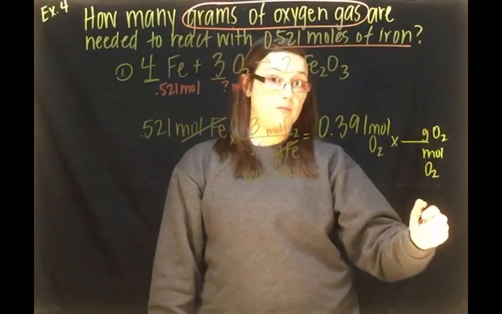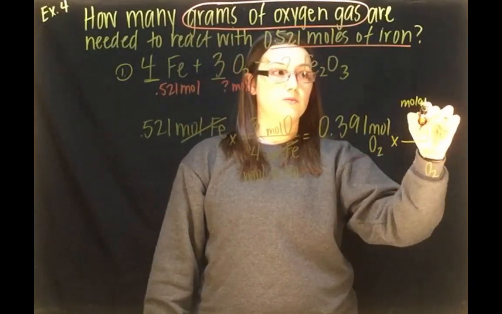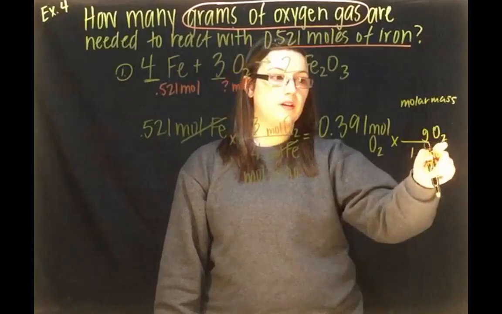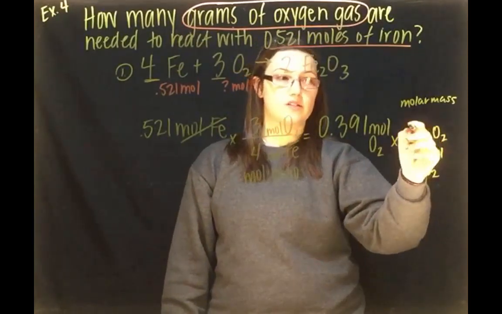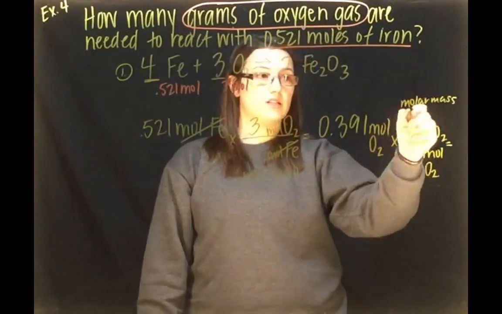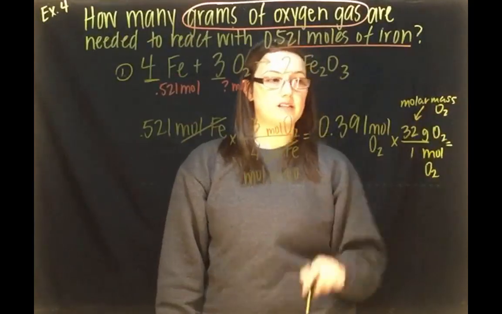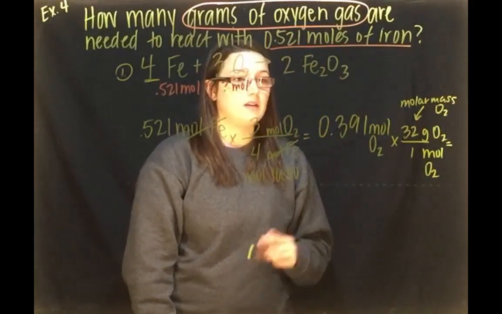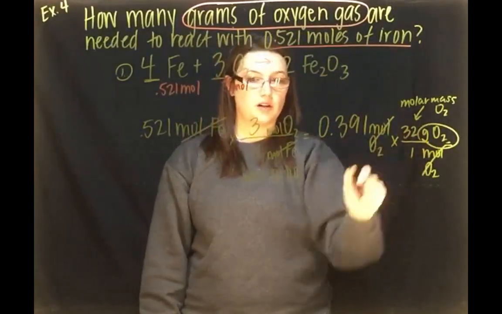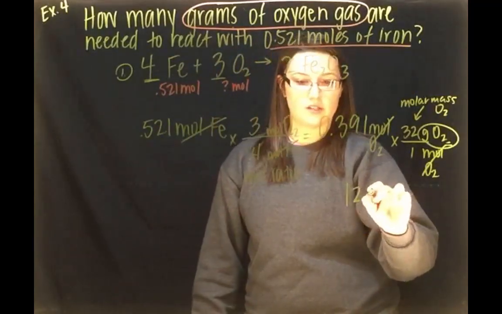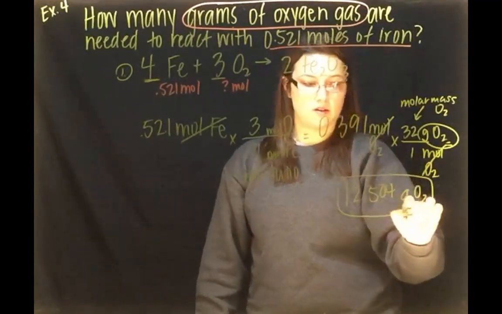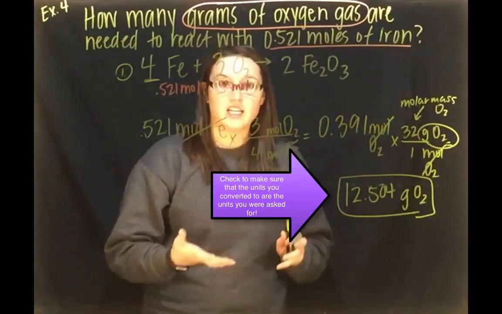Now this is just like what we've done before. We need to use the molar mass. So for every 1 mole of O2, you have 2 times the mass of oxygen, which is 16. So 2 times 16 is 32. Again, this 32 came from the molar mass of O2. So now, my moles have canceled. I'm left with grams. 0.391 times 32 gives us 12.504 grams of O2.